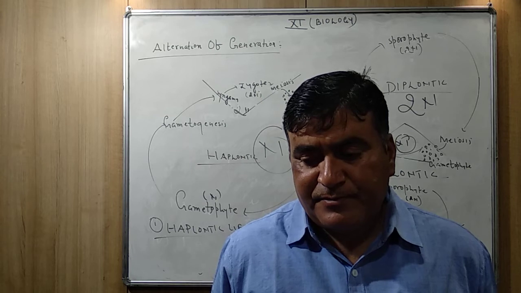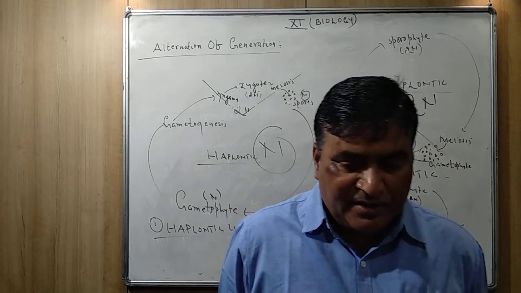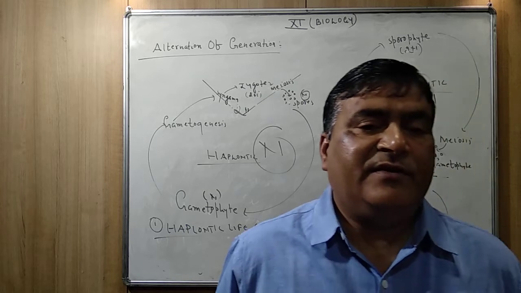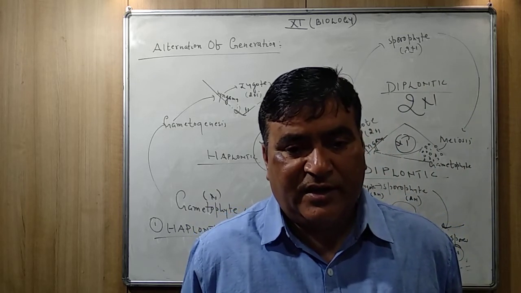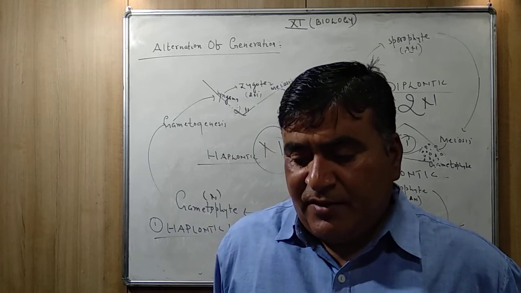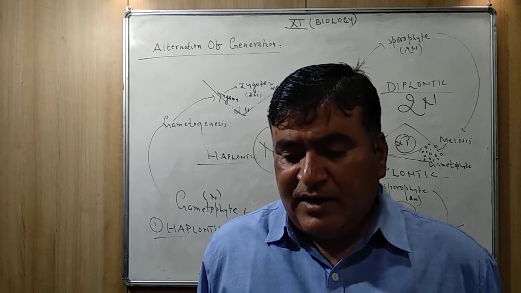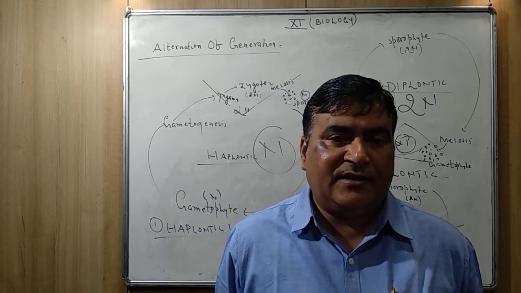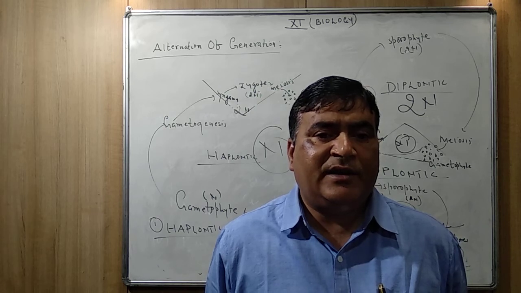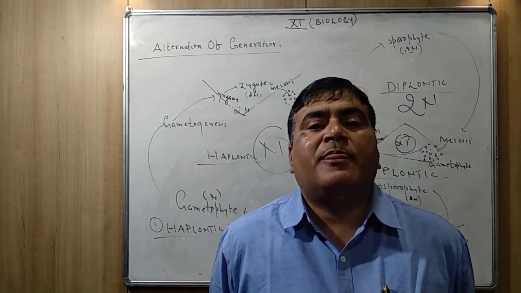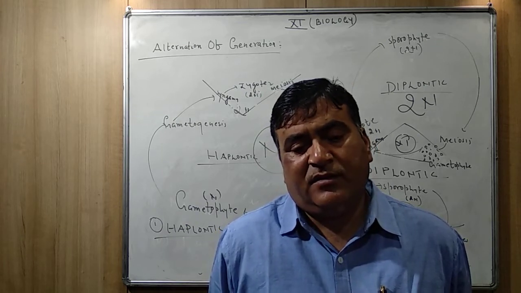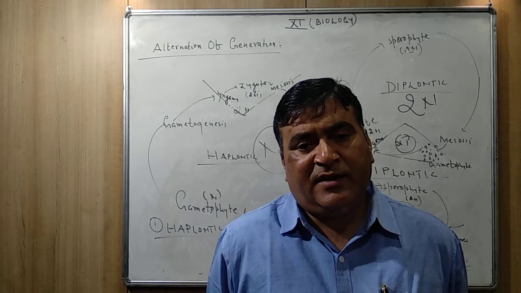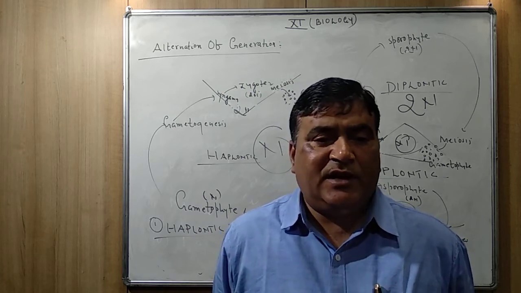Question number 3. Differentiate between gametic and zygotic meiosis. Question number 4. Differentiate between haplontic and diplontic life cycle. And the last question is, explain haplodiplontic life cycle with the help of flowchart.